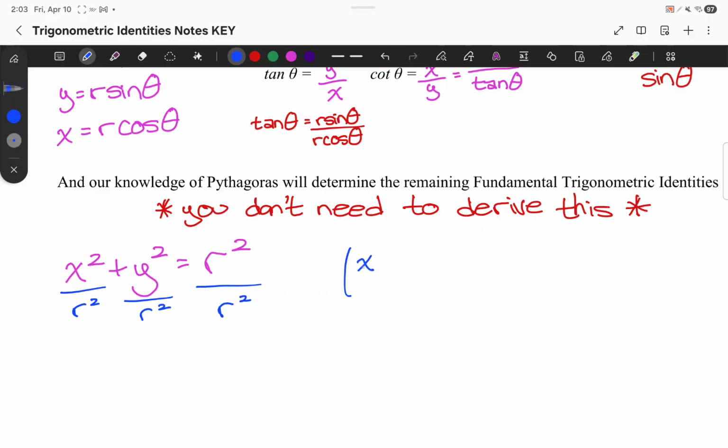Now, if we think about this, another way you could write this is x over r squared plus y over r squared. And then the r squared over r squared is just going to be 1, so I'll just put in a 1.